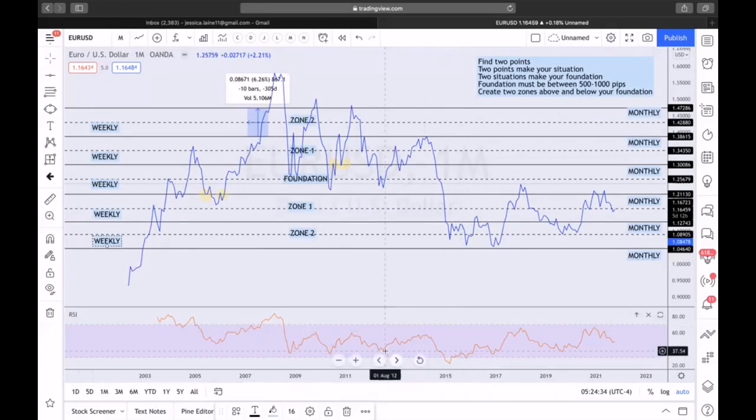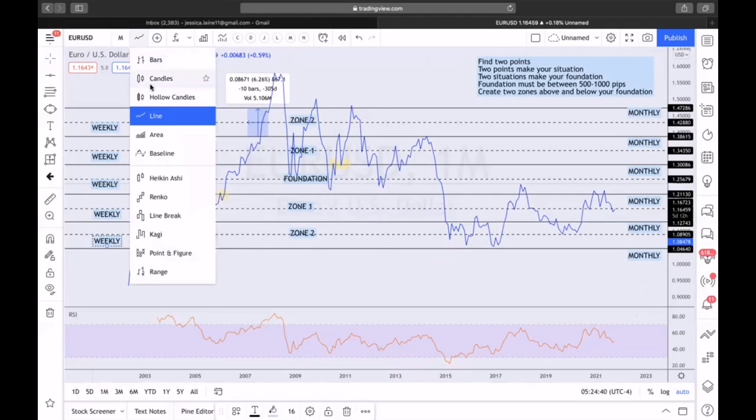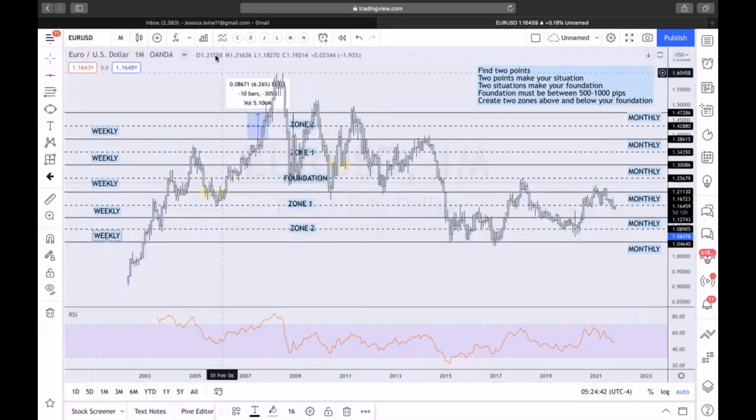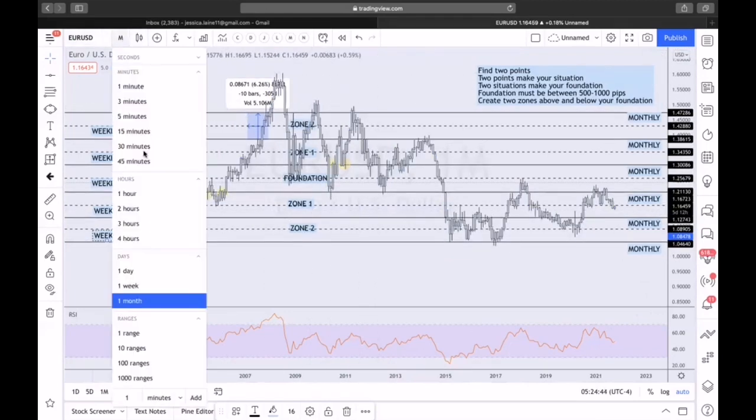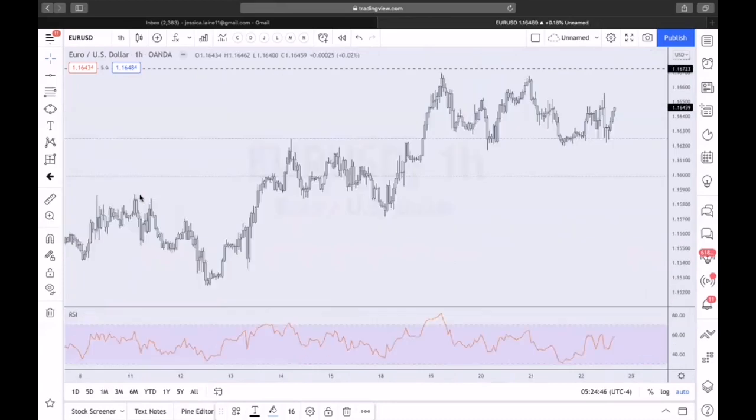Now, after you do this, when you're actually trading, the chart looks nothing like this. When you're actually trading, your chart is on a way smaller time frame, all right? And you literally don't see those lines anywhere except this weekly line right here. The reason this is so important is because you always have to understand where you are in the market.